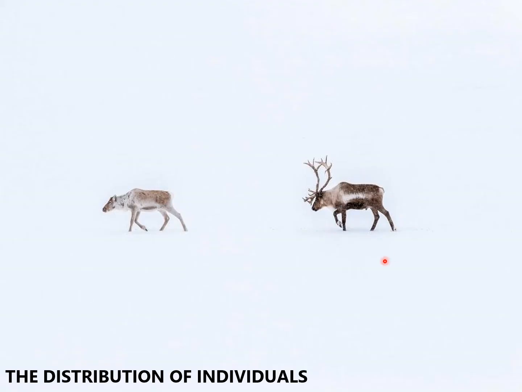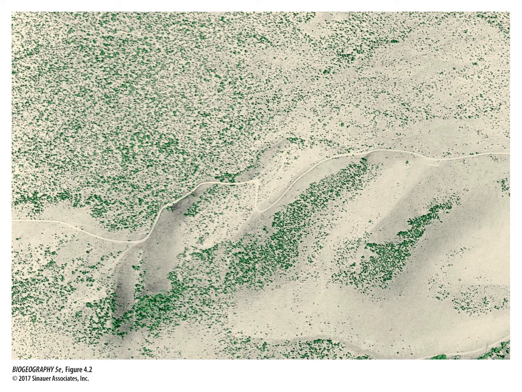So I want to start at the bottom here and work our way up. I want to look at some distributions of individuals, or at least talk about the idea of mapping individuals and what that can tell us about the geographic range. Here we're looking at aerial photography of a desert, and I think these are juniper trees. I actually don't remember, but I think they're juniper trees.